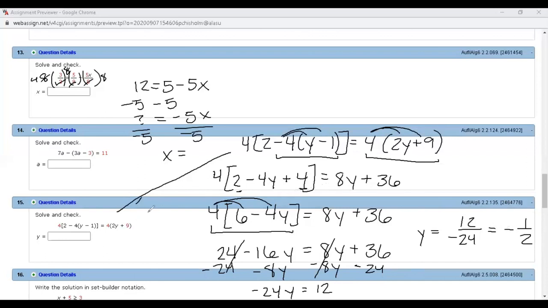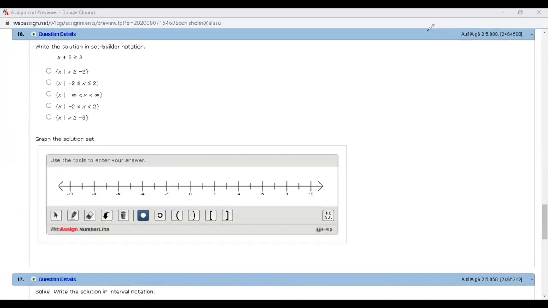So we have more steps being added, more tedious things that we need to pay attention to, but it's absolutely doable and achievable. In our last objective for test 2, it was objective 8, and we talked about inequalities. So for number 16, we have to write the solution in set builder notation. So we know that set builder notation, we have that variable, we have the bar, and then we have our solution for our inequality.